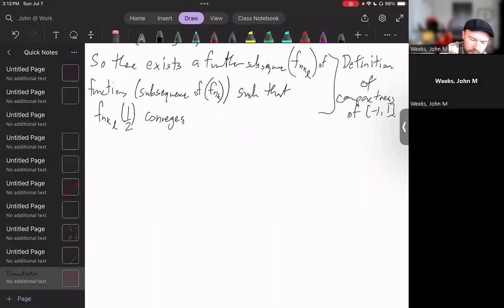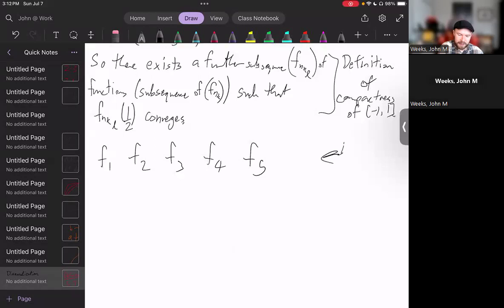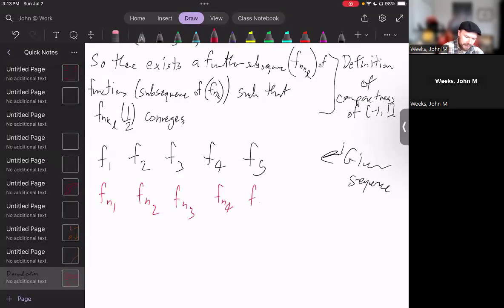Because what we're doing here is constructing a sequence f sub 1 through f sub 5. This is the original given sequence. And our construction is allowing us to now take subsequences of that: f sub n1, f sub n2, f sub n3, f sub n4, f sub n5, where this sequence has the property that f sub n sub k of 1 converges. That eventually, past a certain point, past a certain epsilon value, we can get to that point.